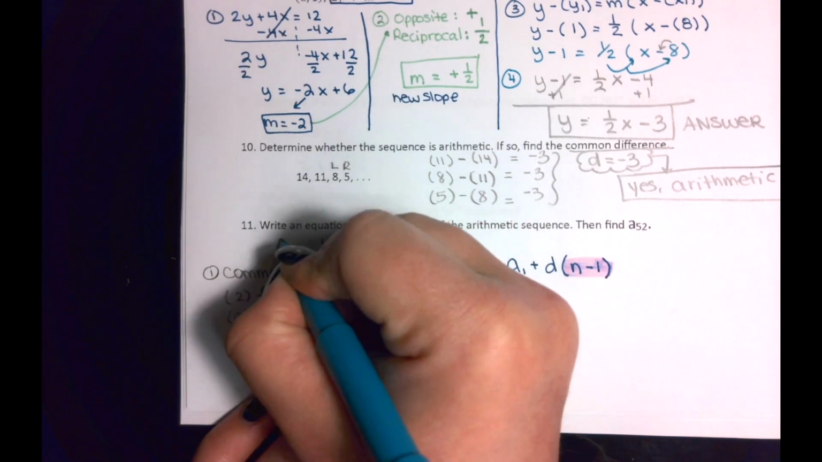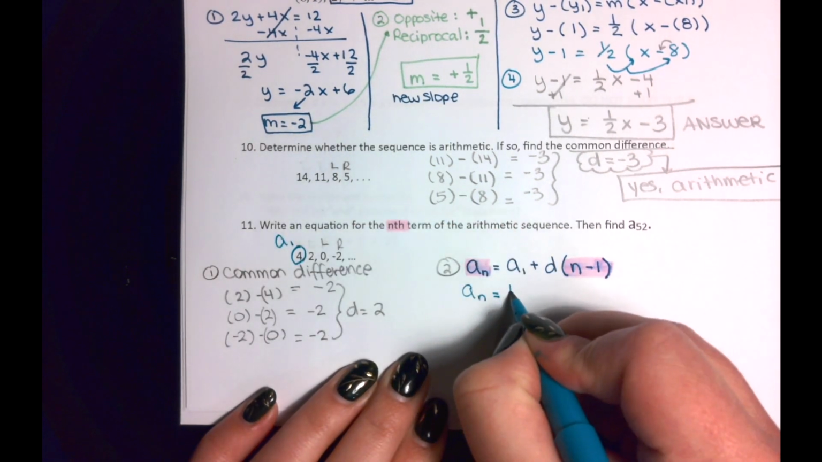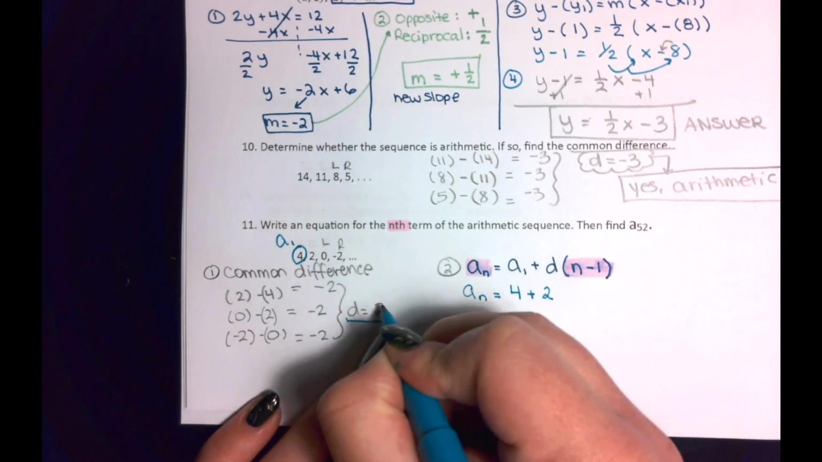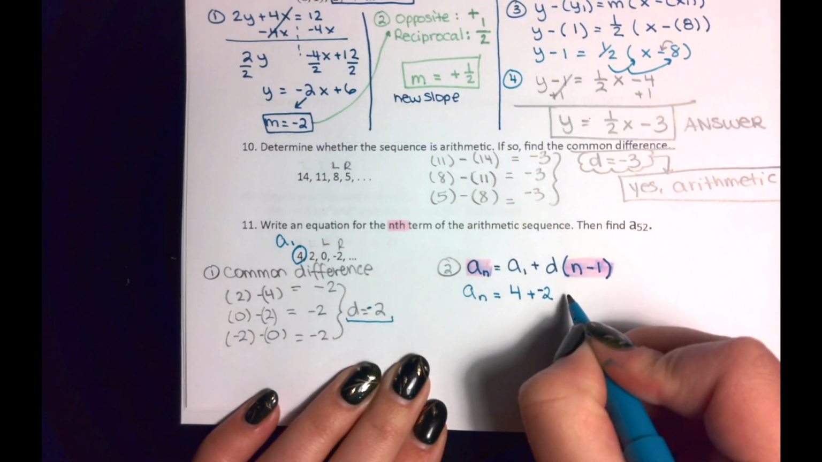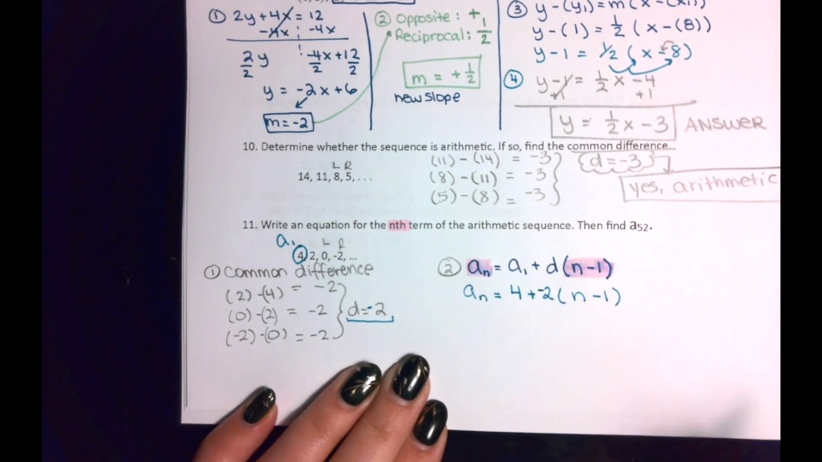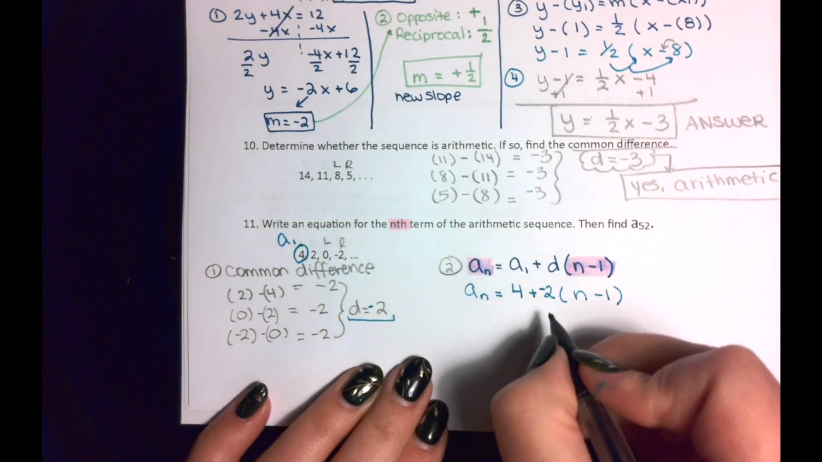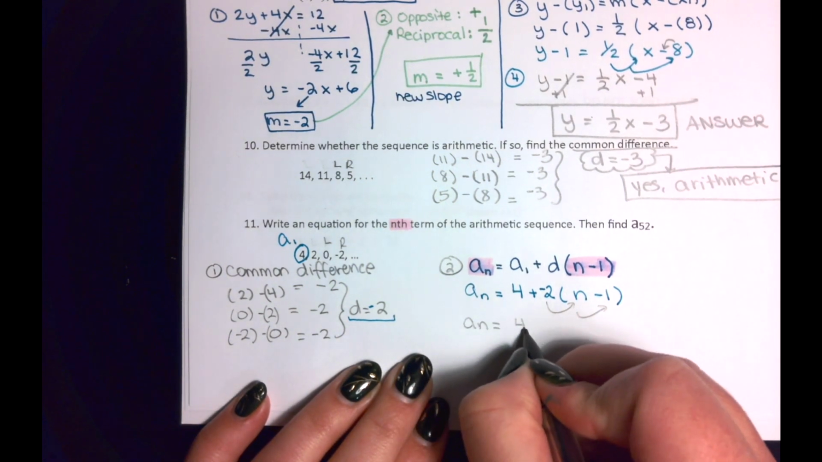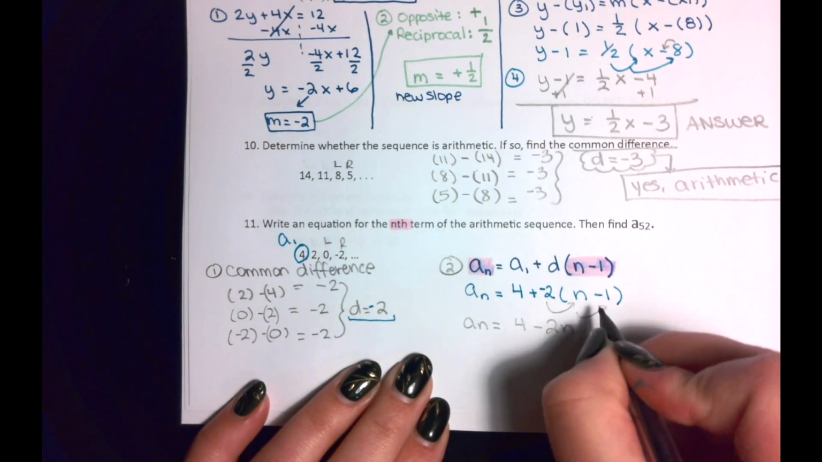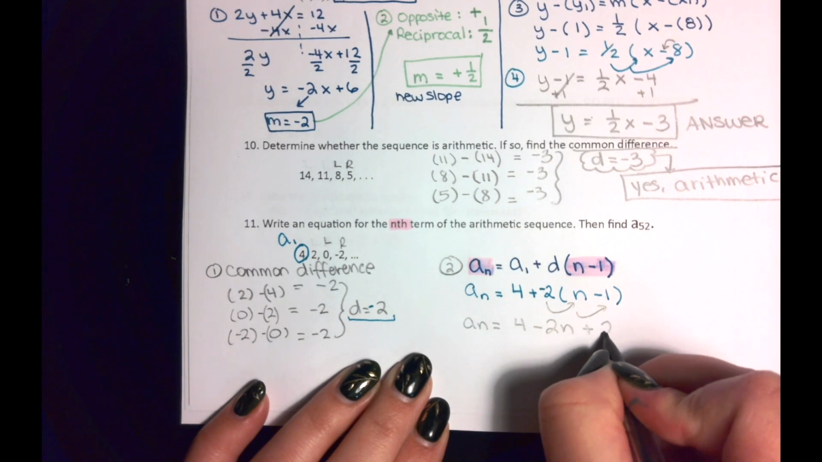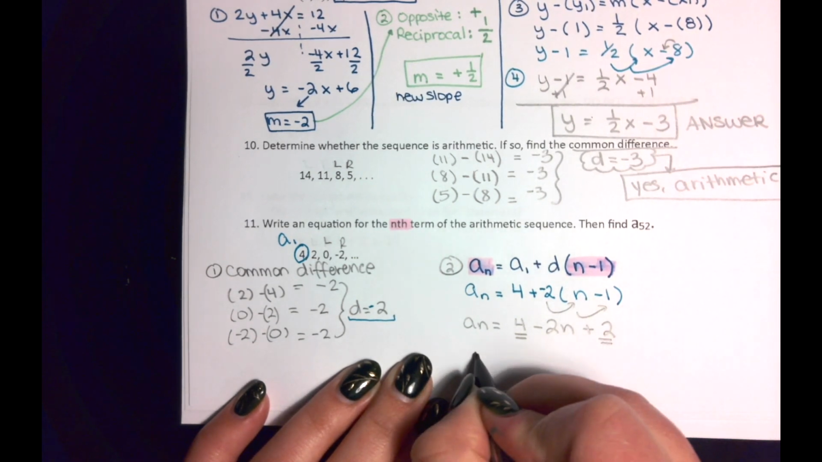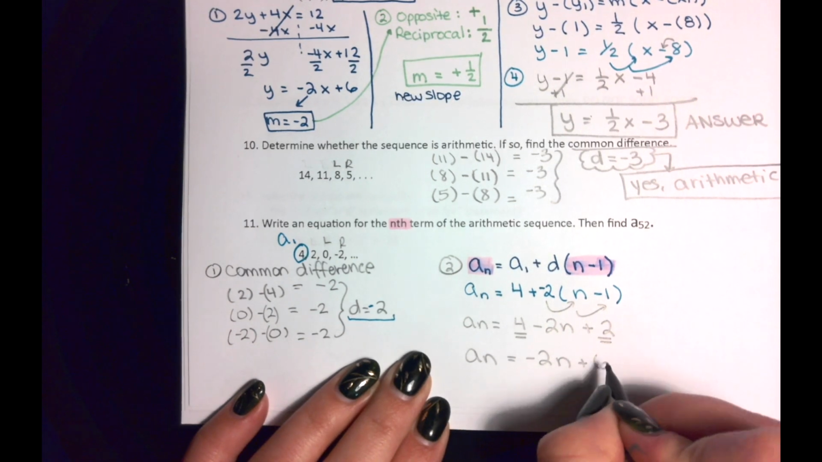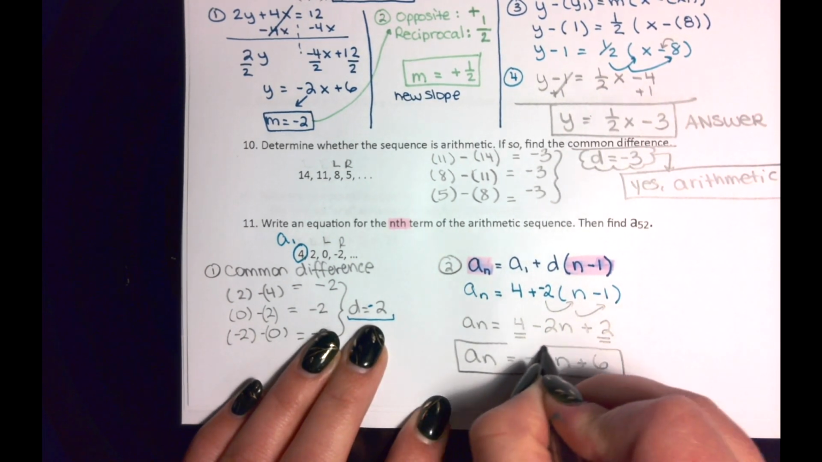The term in the first position is 4 plus our common difference is 2 negative. And we have an n minus 1. We need to distribute that -2. We get a sub n is equal to 4 minus 2n, negative, negative, positive 2. Combine like terms, a sub n is equal to -2n plus 6. This is your equation.